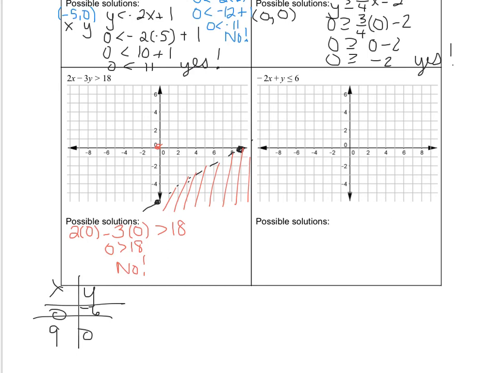Okay, last one. Negative 2x plus y is less than or equal to 6. Remember, we can do our handy finding x and y intercepts thing. So if I plug in 0 for x, y is 6. If I plug in 0 for y, x is negative 3. This is a less than or equal to, so my line is going to be solid.